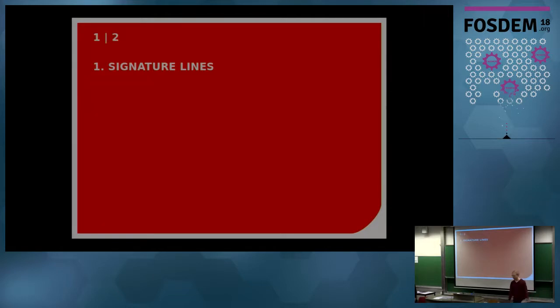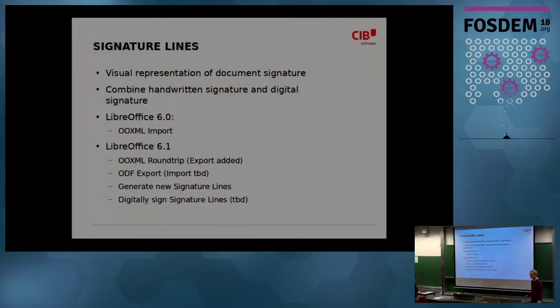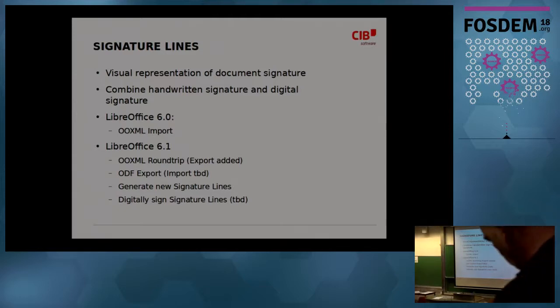Okay, let's start with signature lines. Signature lines are a visual representation of the document's signature. I'll show that in a document later. Like in a handwritten document, you put your signature in a predefined field. You can also have this for digital documents and connect it with a real signature, so that you see whether the signature is valid or whether the document was changed after that.